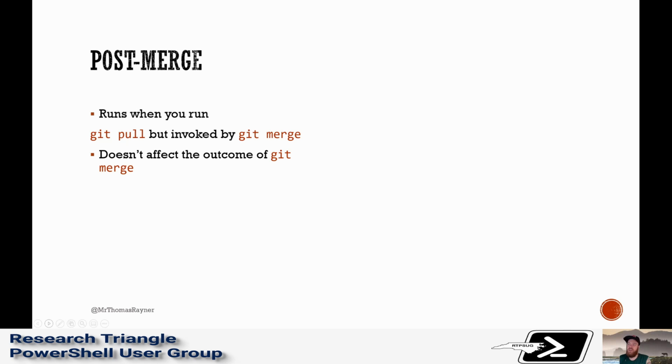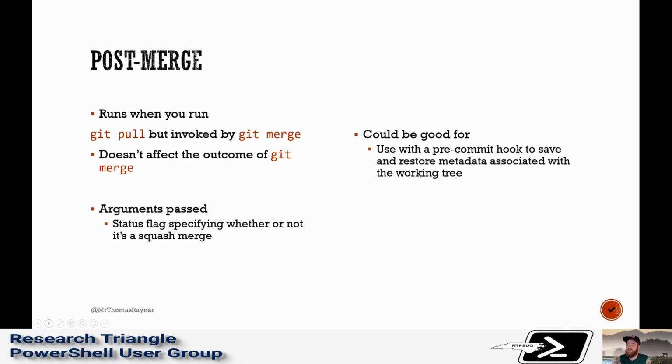The post-merge Git hook runs when you do a git pull, but it's actually invoked by git merge, and it doesn't impact the outcome of that merge. It passes a flag specifying whether or not it's a squash merge, and it could be good for manipulating metadata. Use it with a pre-commit hook to save and restore metadata.